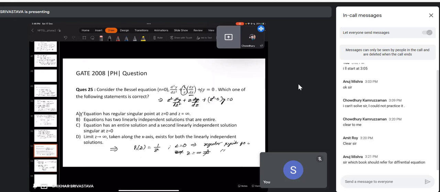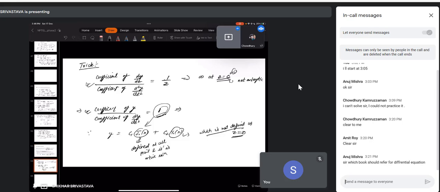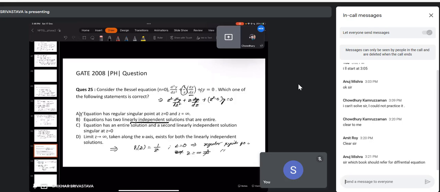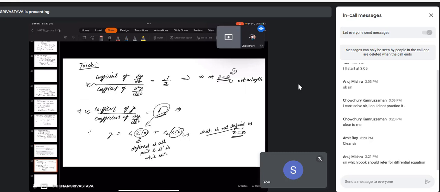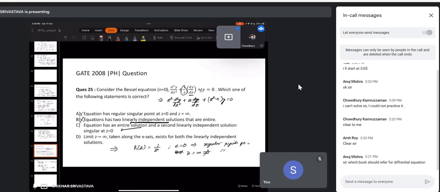Option B says the equation has two linearly independent solutions. This is right, but are they entire? No, we have seen that only one class of solution is defined at all points. The second class of solution is not defined at z equal to 0. So B is also not right. C is saying that the equation has an entire solution and a second linearly independent solution is singular at z equal to 0. That means out of these two, one solution is entire, defined at all points, and the second solution is defined at all points except z equal to 0. So C is the correct option for this question.